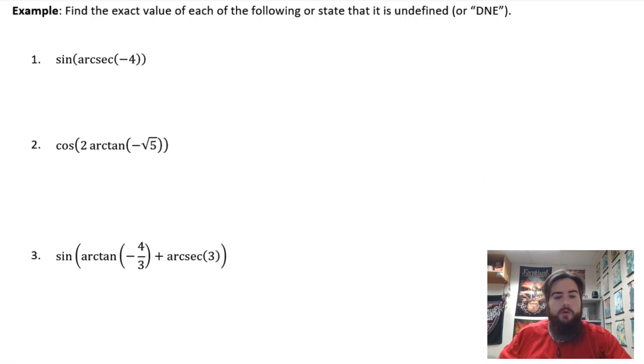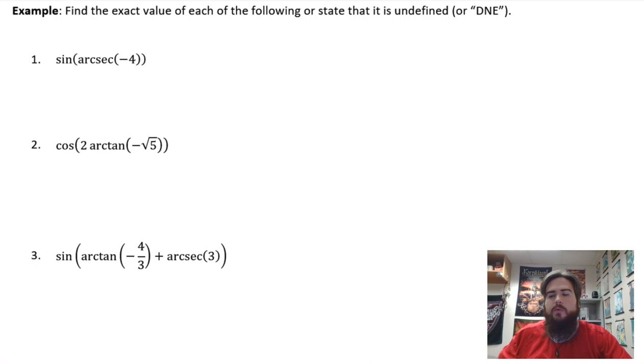In this example, we're going to find the exact value of each of the following, or state that it is undefined, or DNE. You'll notice each of these questions take a trig function and use one or more inverse trig functions as inputs. You may also notice that the inverse trig functions and the ratios therein are not familiar ratios for the unit circle. For example, the first case we have sine of arcsecant of -4.